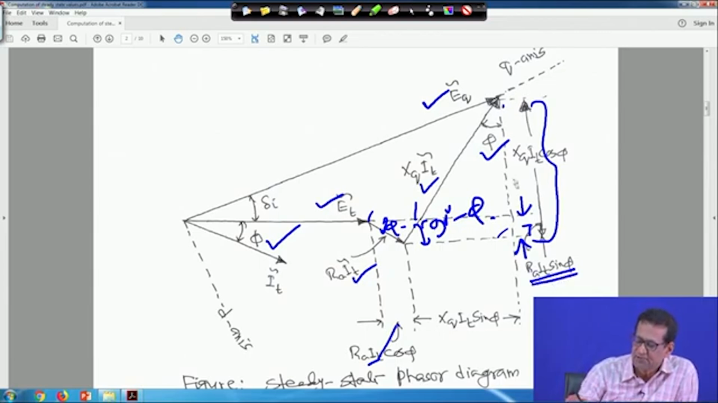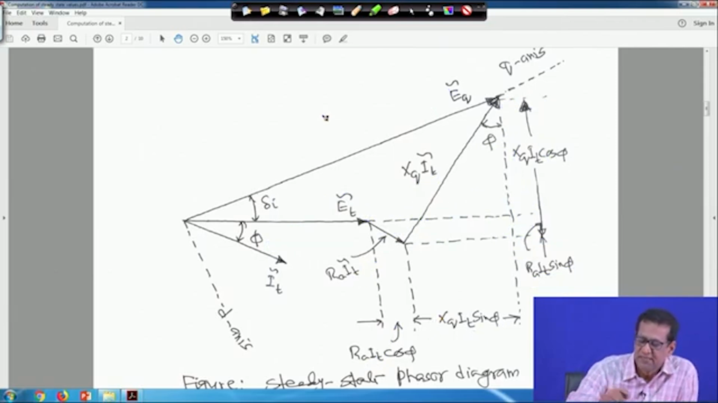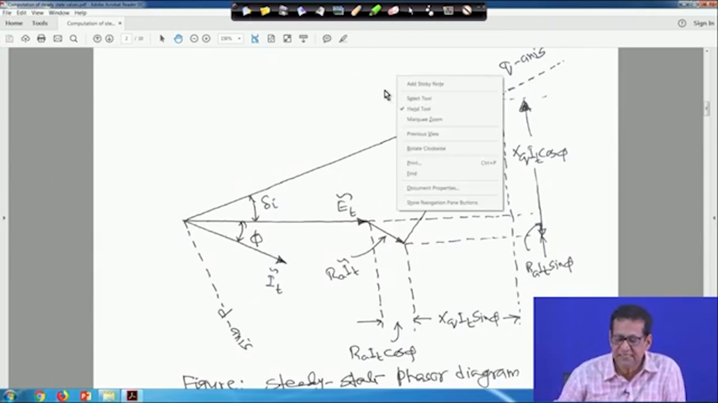That means from here to here it is XQIT cos phi minus RAIT sin phi. Similarly, from here to here it is XQIT sin phi plus RAIT cos phi. Therefore, tan delta I will simply be equal to the vertical one, XQIT cos phi minus RAIT sin phi, divided by Et plus RAIT cos phi plus XQIT sin phi, right. That is what has been written here, right.